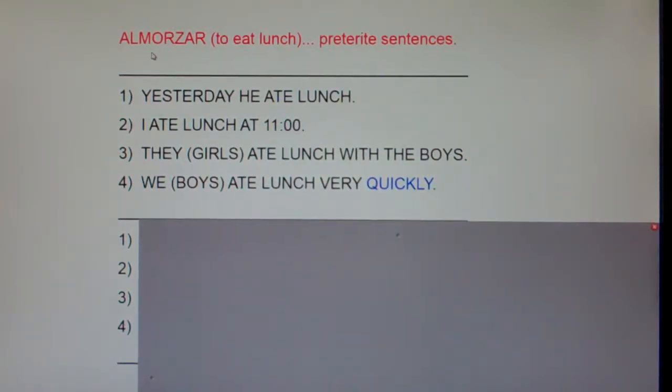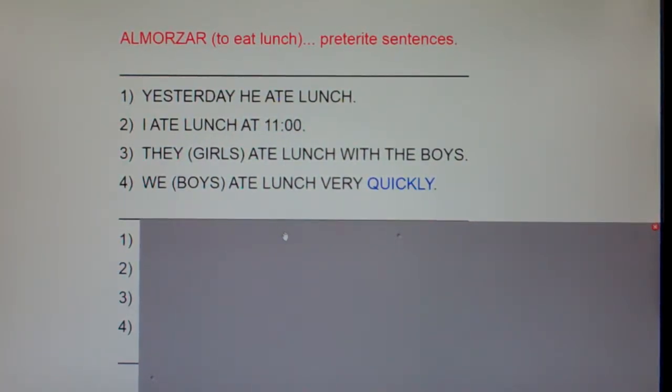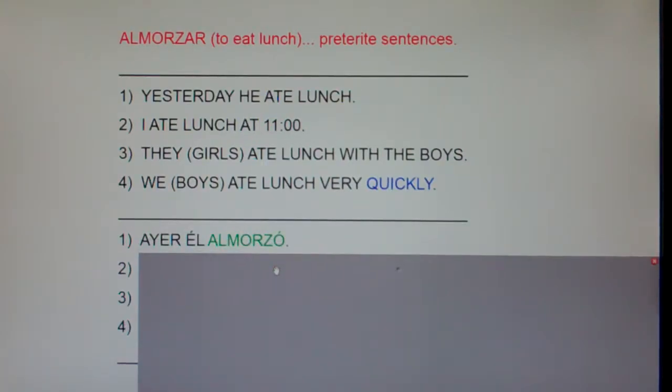So again, make sure you know the irregular preterite forms of almorzar before you try this clip, or you'll just confuse yourself. I'm going to read each of these sentences in English, then Spanish, and then clap. And after I clap, I'd like you to repeat just the Spanish sentence with me. Number 1, yesterday he ate lunch. Ayer él almorzó.